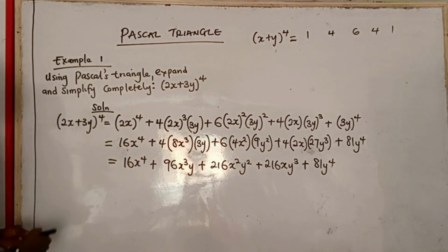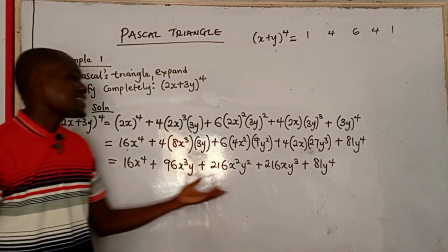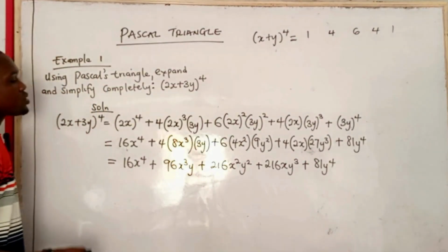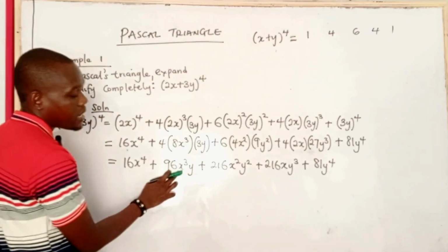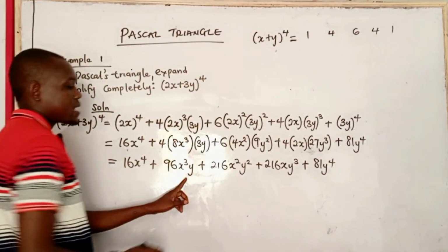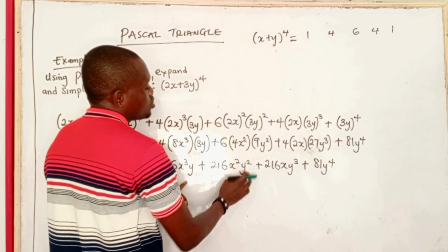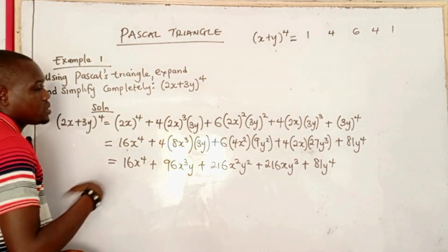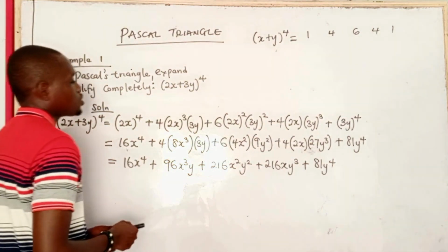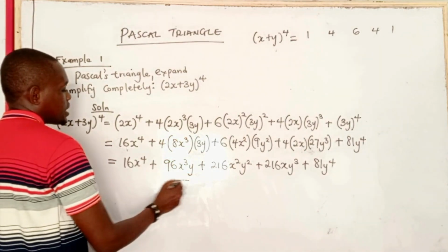Now, if you look at this, they are not like terms that we can add, because if you notice here, the power of x here is 4, but the power of x here is 3. Y here is 1, y here is 2. So they are not like terms that we can add and then move further. So this becomes your final answer.